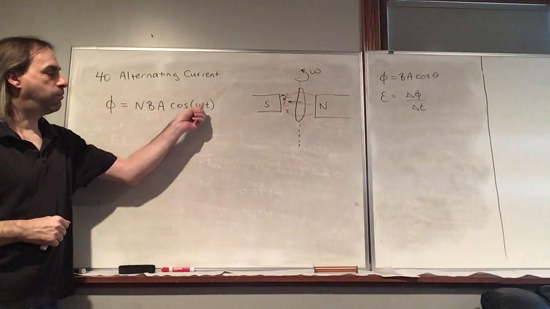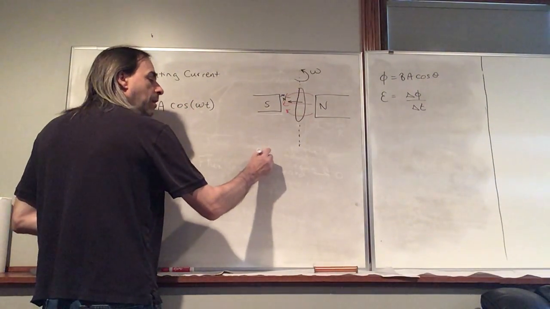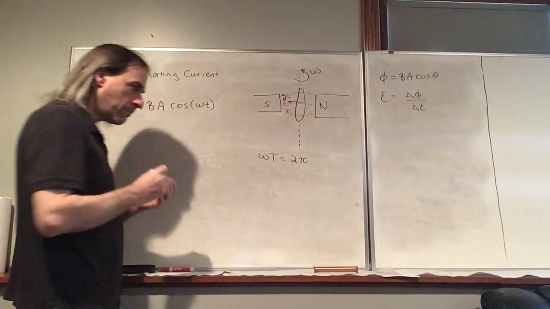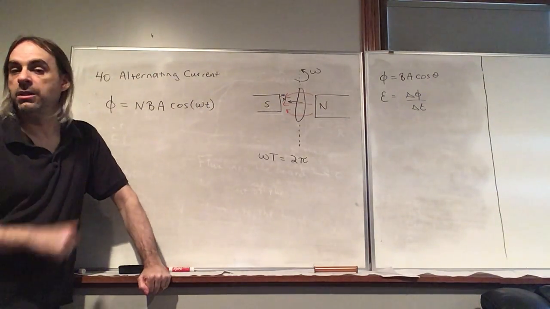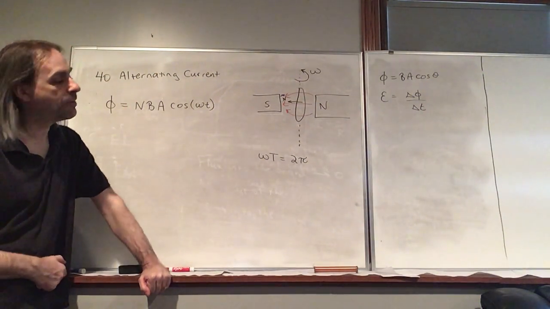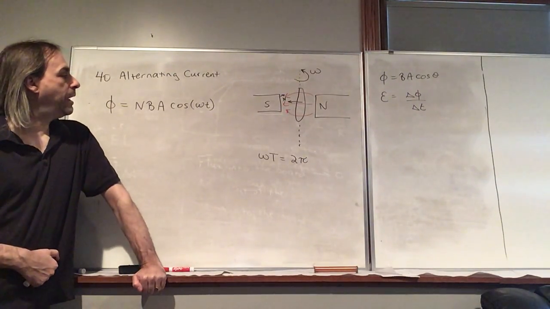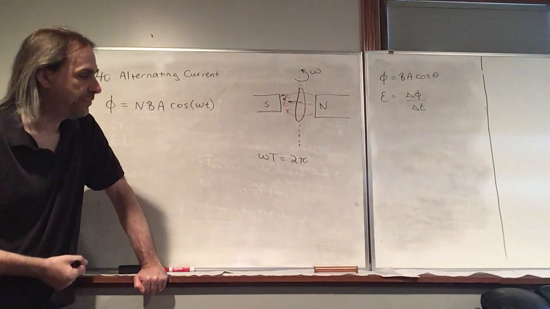So if omega times t is 2 pi, we completed one rotation. And cosine of 2 pi is back to 1. We're back to where we started. We completed one rotation. So this would be the flux as a function of time.